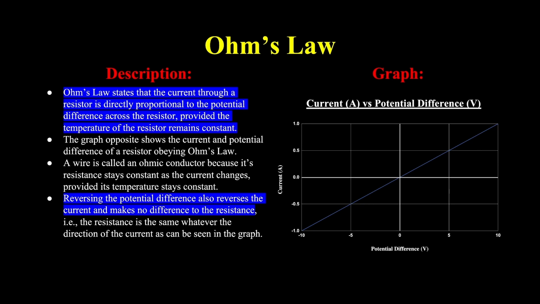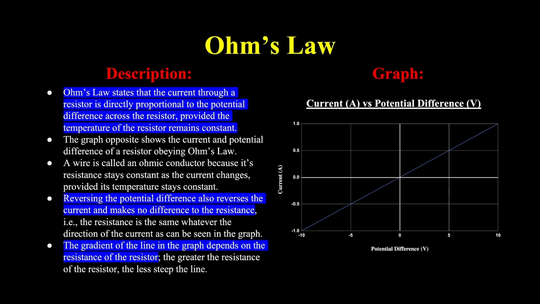This is because the gradient of the line in the graph depends on the resistance of the resistor. The gradient of this graph is equal to the reciprocal of the resistance, because R equals V over I, and the gradient of this graph is equal to I over V, because the current represents the y-axis and the potential difference represents the x-axis. To find the gradient of any line, you need to divide the difference between two y coordinates by the difference between corresponding x coordinates. You can see the gradient of the graph is the same in both the forward and the reverse directions. So since the reciprocal of the resistance is the same in both the positive and the negative directions, then the resistance must also be the same in the positive and in the negative directions.